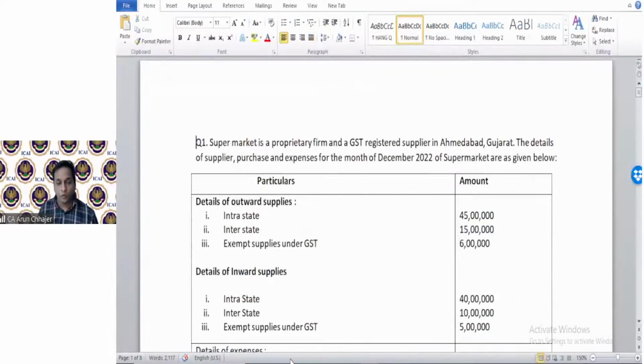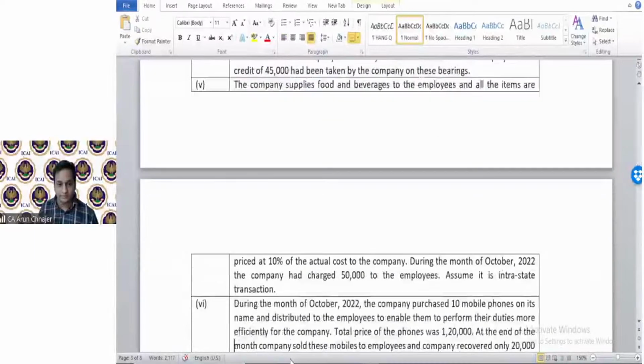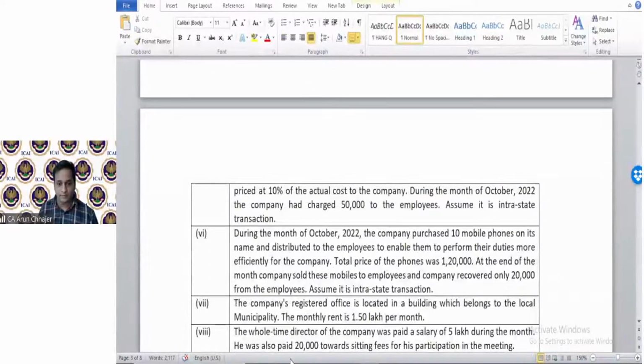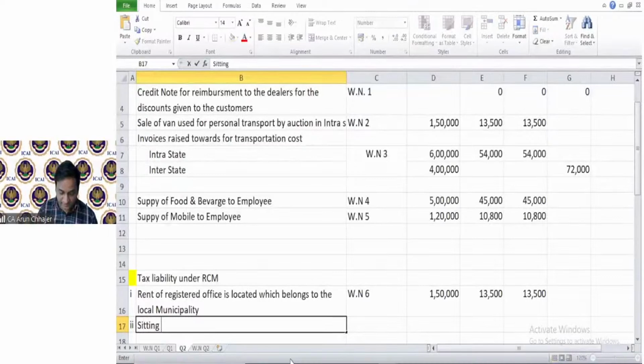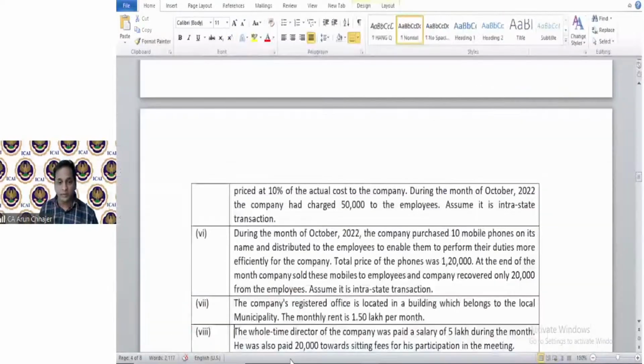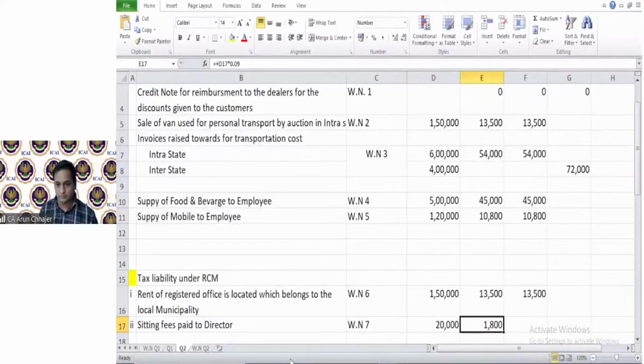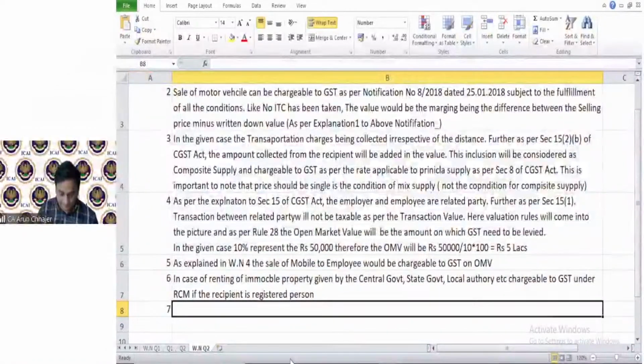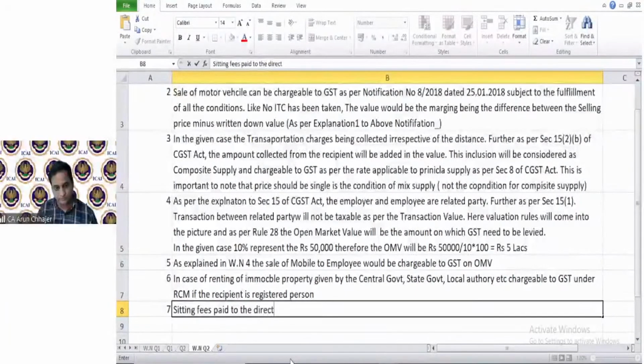The full-time director. So sitting fees paid to director. Okay. Working note number 7. And what is the amount? 24. In the note number 7, what we can write that sitting fees paid to the director is covered under reverse charge.